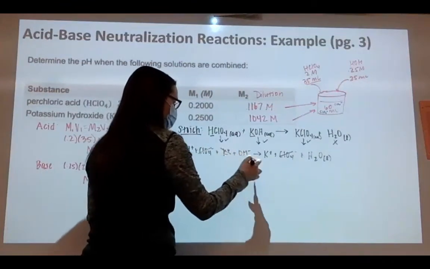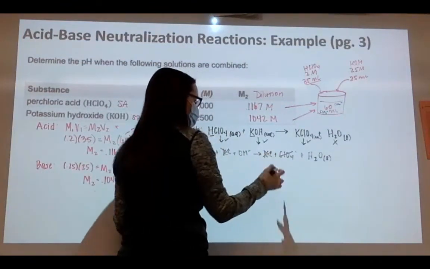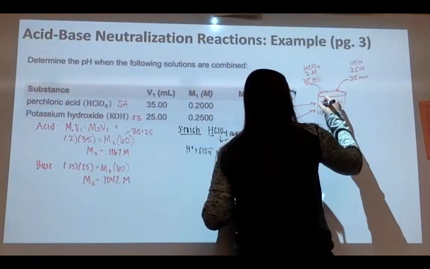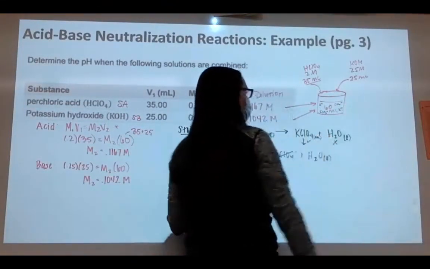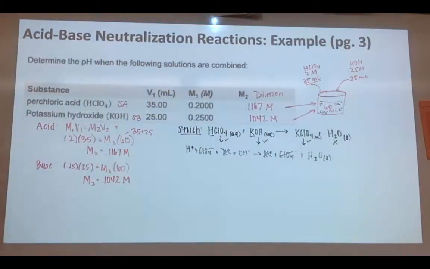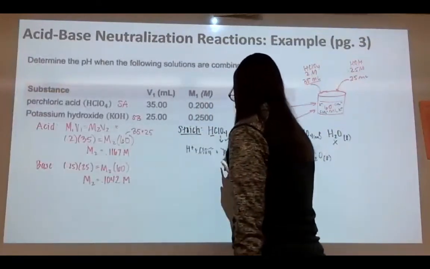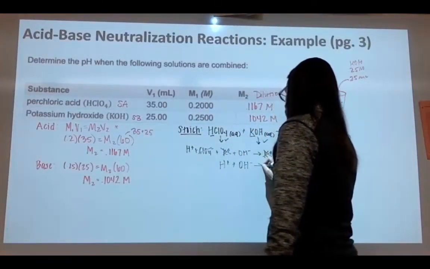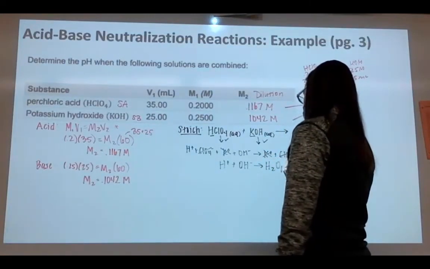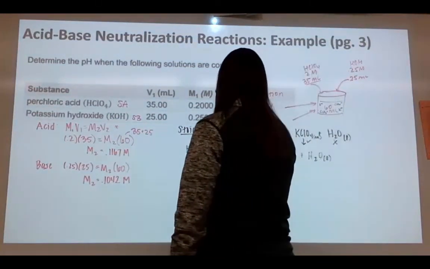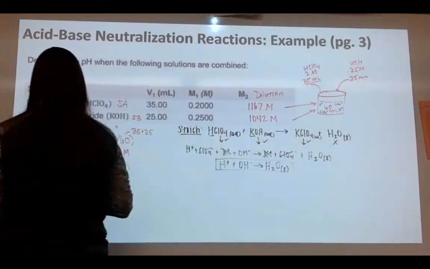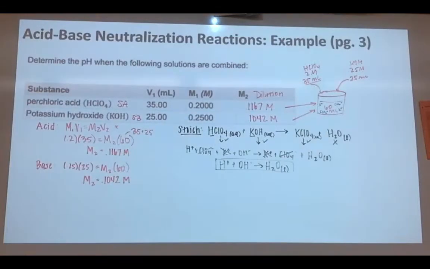K plus is also a spectator ion. It's K plus on each side of the arrow. So that means that K plus is also just floating around in the beaker. Those are our spectator ions, which means the net ionic equation here is H plus OH minus yields H2O. Here's our net ionic equation. This is the actual reaction that's taking place.